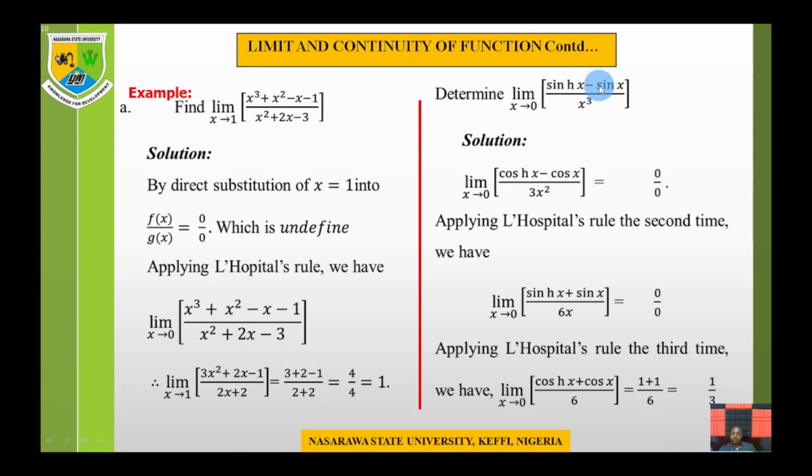So therefore, the limit as x approaches 0 of this function, sine x minus sine x all over x raised to power 3, is 1 over 3. But before you arrive here, you must have applied L'Hopital's rule 3 times. That means you differentiate the function, both the numerator and the denominator, 3 times before you arrive at the final answer. So that tells us that L'Hopital's rule can be applied a number of times before arriving at our final answer.